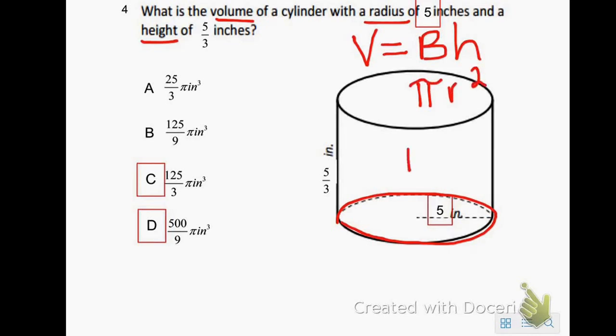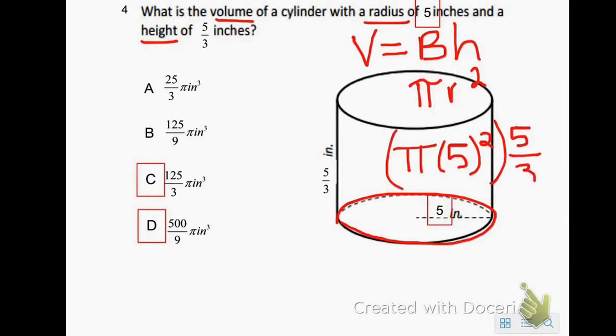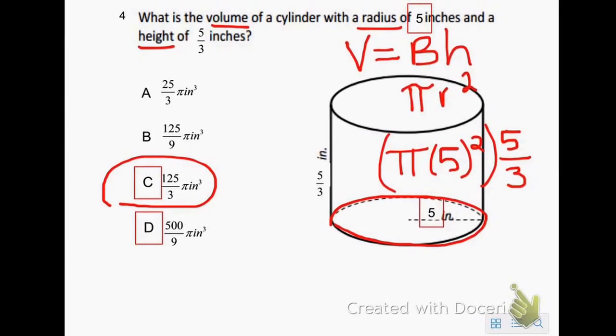Again, go to your formula sheet and find that the area formula for a circle is pi times r squared. So I would say 5 is my radius, so 5 squared. That's going to be my capital B, and my h is 5/3. I can put that all into my calculator at one time, and when I do, it tells me my answer is C, 125 pi inches cubed.